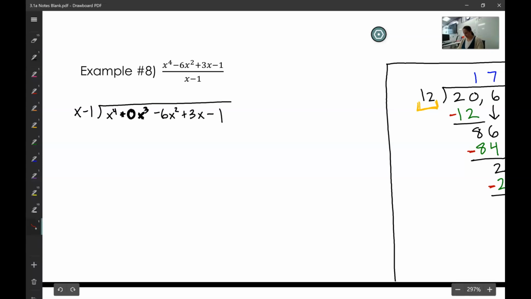Now I can double check. I have x to the 4th. I have x cubed, x squared, 1x, no x's. Now I'm good to go. I don't have any other placeholders. I have everything there that I need to. I want you to pause the video, try this one out on your own, and then come back when you're done to see how you did.